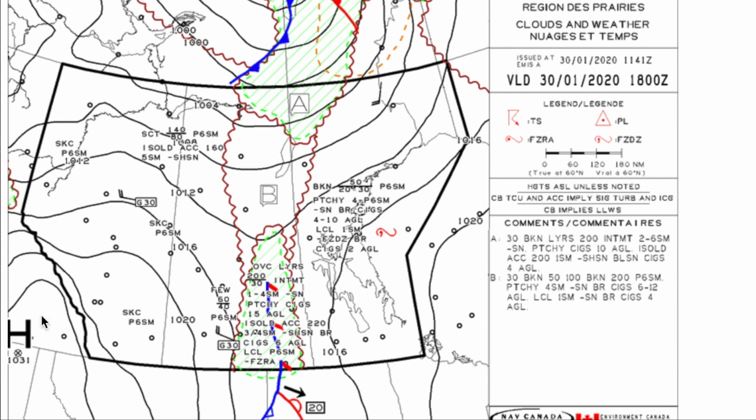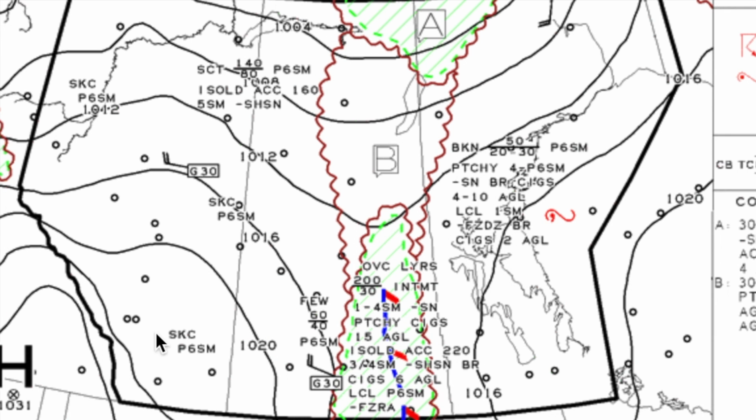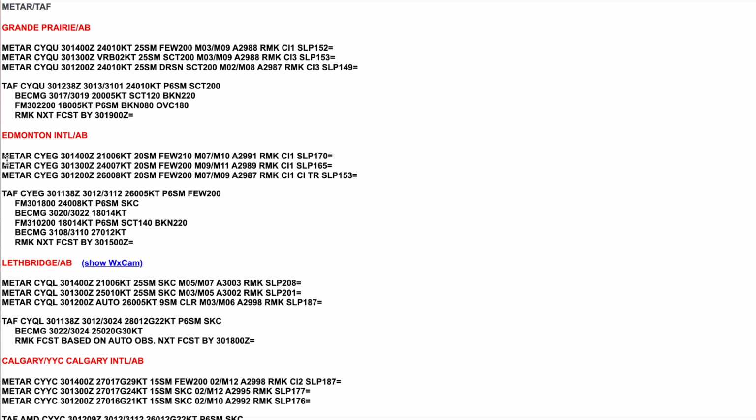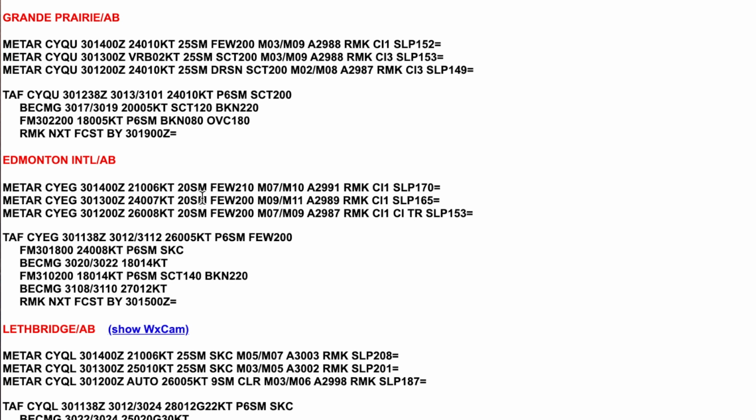You can see this high pressure pushing all that nasty weather out, and we got clear skies all the way down here. So Grande Prairie is looking pretty good. Currently it's 240 at 10 knots, 25 statute miles visibility, few at flight level 200. Edmonton International, where we're landing: the winds are 210 at 6 knots, 20 statute miles, few at flight level 210, and the forecast has nothing in it that is going to impede our flight.